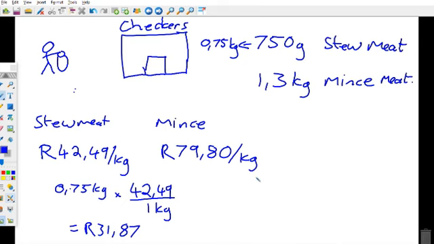Now look at the mince. It's going to do the same thing. So 1.3 kilograms multiplied by 79 Rand and 80 cents, and we're going to divide that by 1 kilogram because we said it's a 1-to-1. So what's that there? 1.3 multiplied by 79.80.